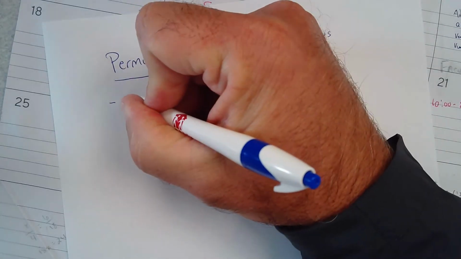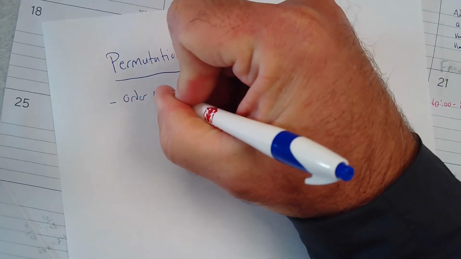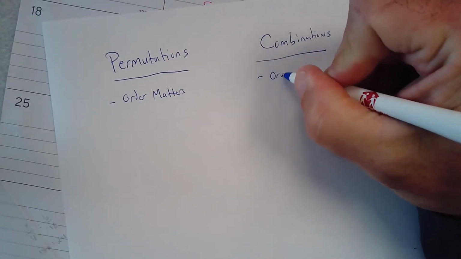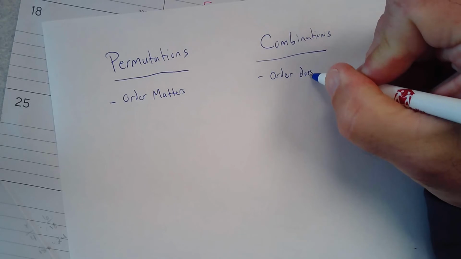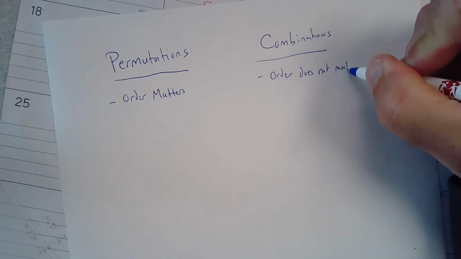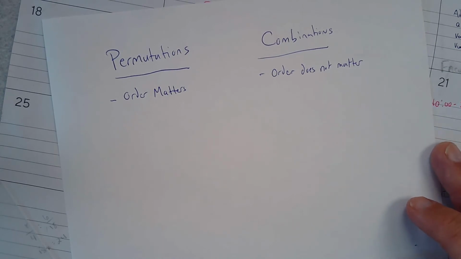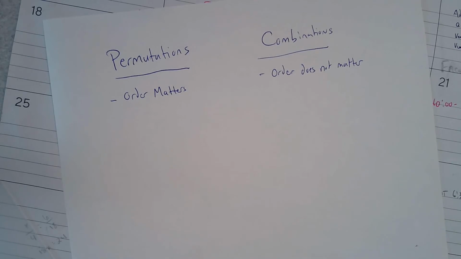With permutations, the order matters. With a combination, order does not matter. So for example, if we were talking about a locker, you had a lock that you were going to put on a locker. We've always called this a locker combination, but honestly it should be called the locker permutation because the order matters in how you open up that lock in order for it to open.